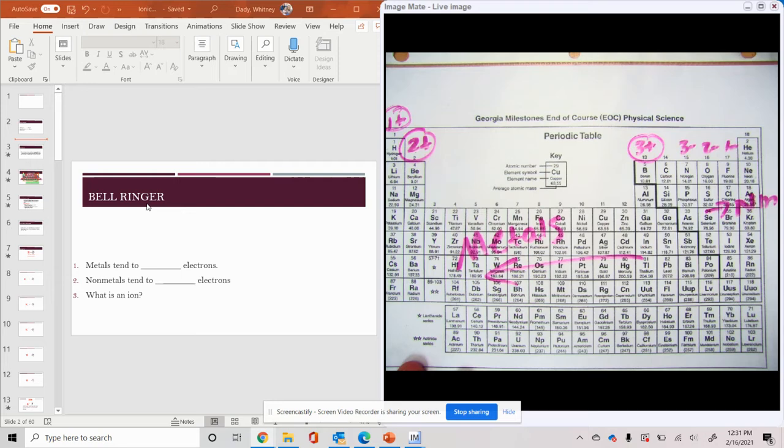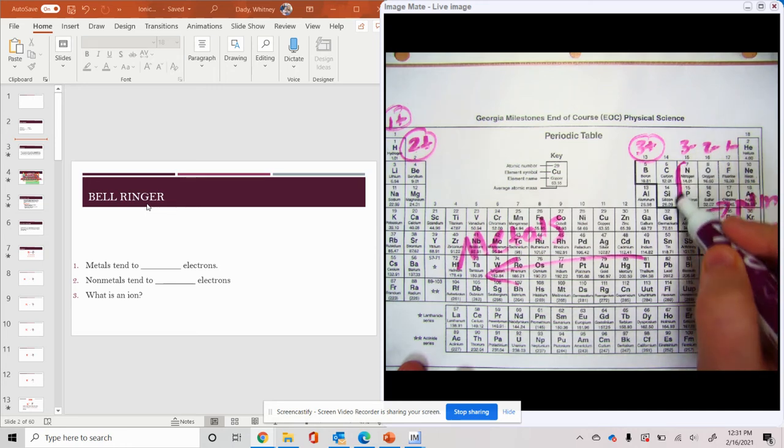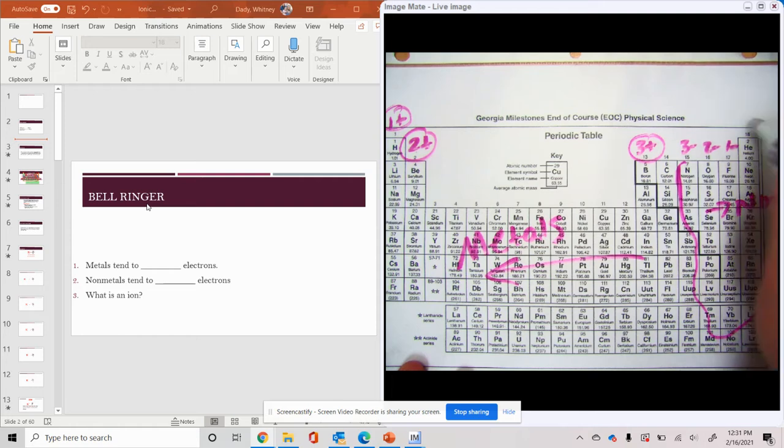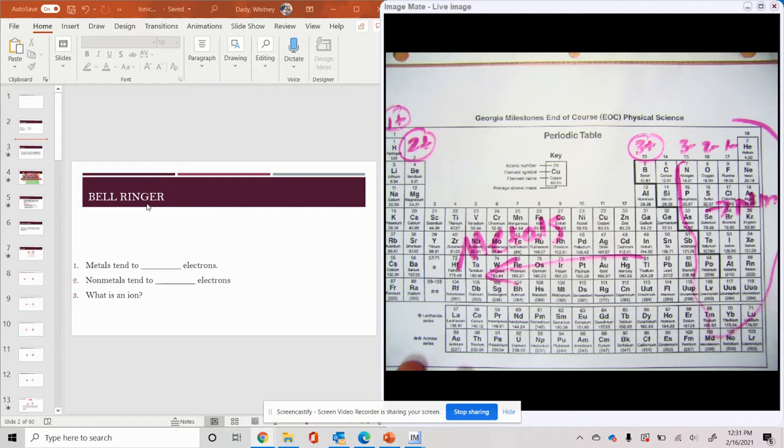So am I gaining electrons or losing? I am losing electrons. I have more protons than electrons. I have more positives than negatives. So the answer is number 1, metals tend to lose electrons. And then my nonmetals, so notice these groups over here will be your nonmetals. They're going to have a 3 minus, so they're going to tend to gain electrons. That's just how they behave. And so the last question says, what is an ion? An ion is an element with a positive or negative charge because of a difference in electrons.